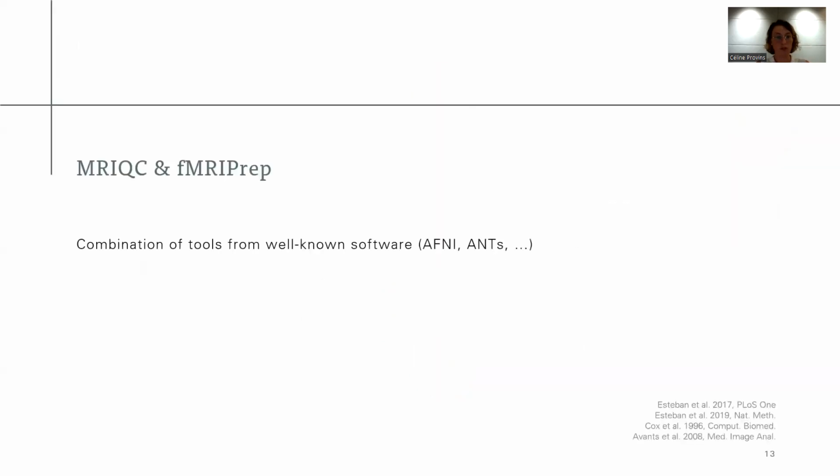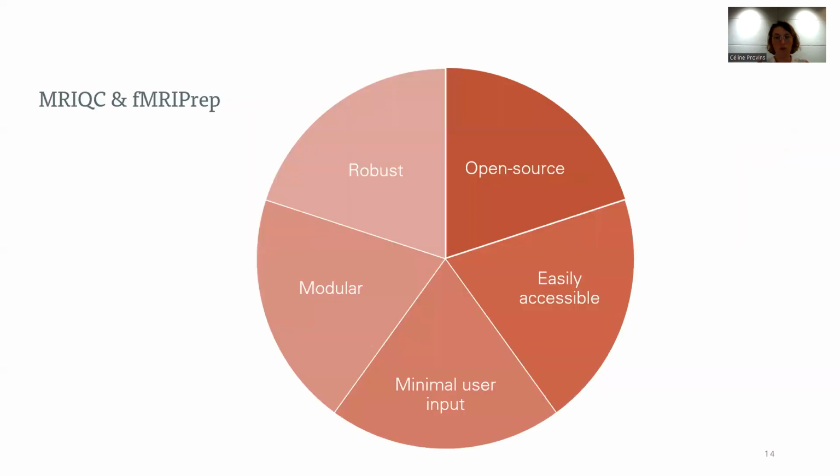Both fMRIPrep and MRIQC are pipelines that consist of a combination of tools from well-known software such as AFNI and ANTs, and they are both designed to be open source, easily accessible. They require minimal user input. They are modular, and they are robust to variations in acquisition protocol.